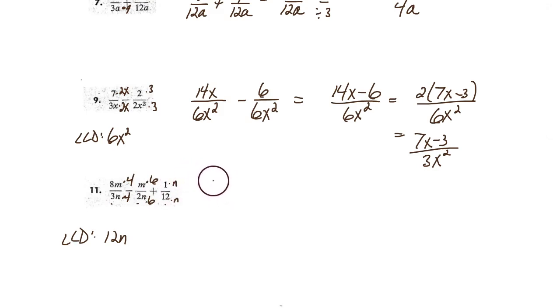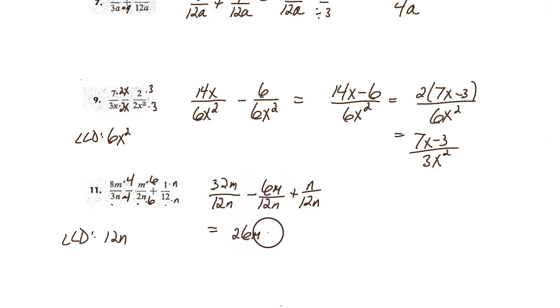So now let's rewrite. We have 32m over the 12n minus 6m over the 12n plus n over the 12n. Now combine the tops together. 32m minus 6m is 26m plus n all over the 12n. And here's the simplified version.